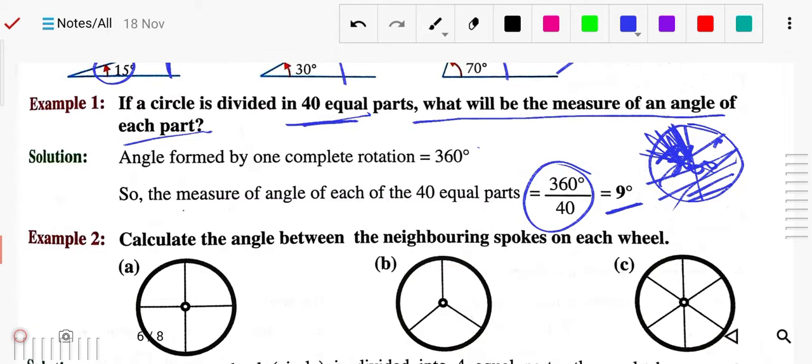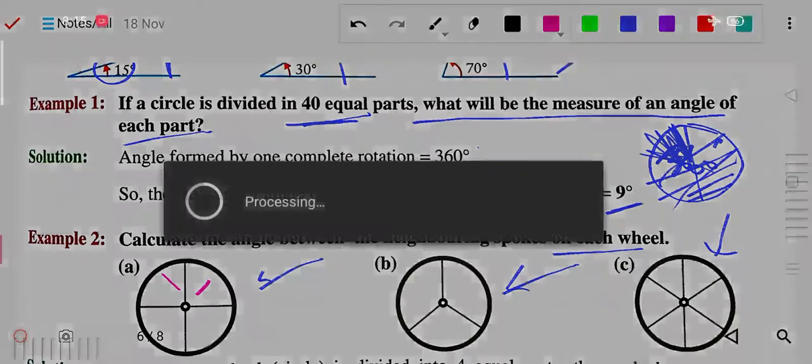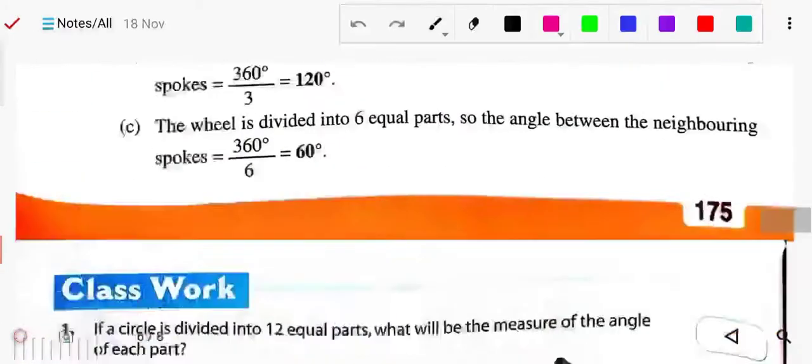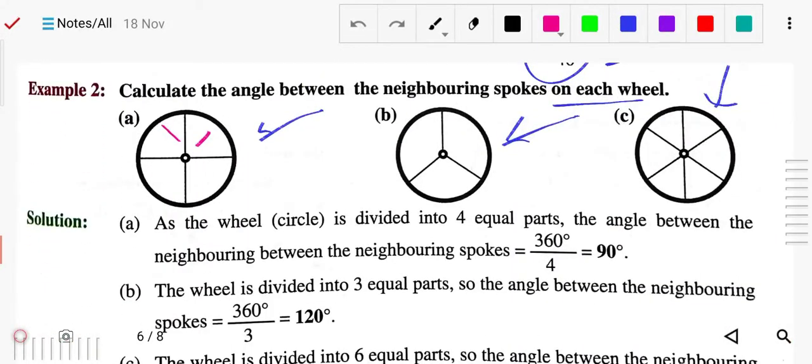Similarly, to calculate the angle between neighboring spokes on the wheel, the picture is already given, and you have to find out what the angle is. See how many parts it is divided into. Total 4 parts. It means 360 divided by 4, so you will get 90 degrees.